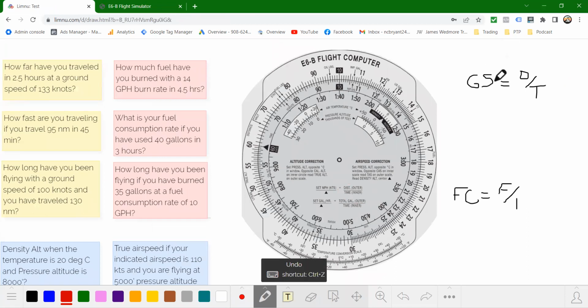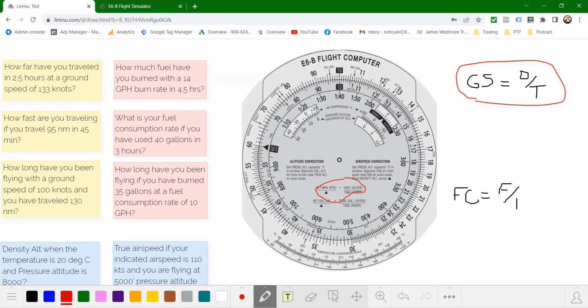So we go back, and this is why I like to memorize these equations. And the nice thing is it's on here. It says miles per hour equals distance over time. So we want to know distance. If we rearrange this equation, multiplying time to both sides, distance equals ground speed times time. So if we multiply 2.5 hours by 133, we're going to get about 335. That's another way to make sure you're not going insane.